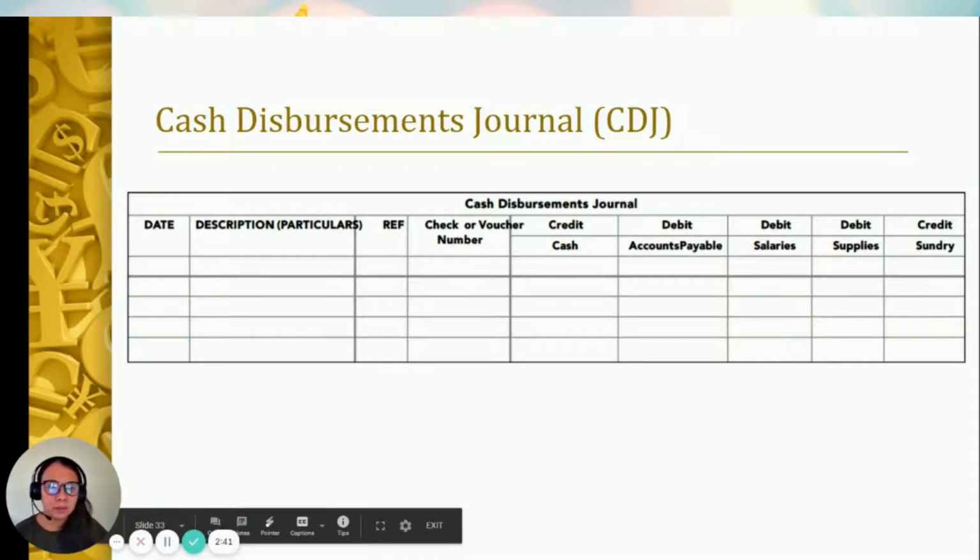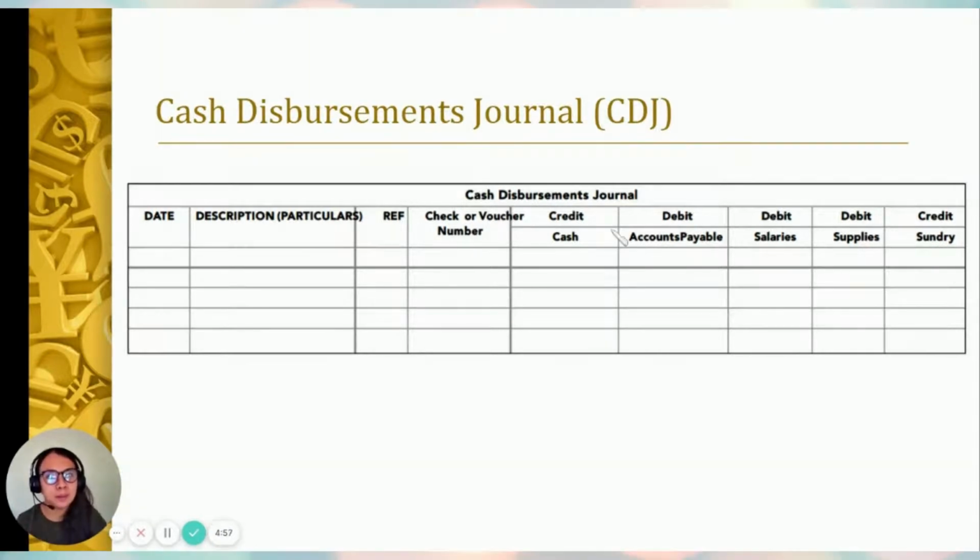The next columns are the debit columns. So again, the debit cash column. Now let's take a look at the debit and credit columns. As you can see in here, the account title cash is under the credit column. When the business receives cash, cash is debited. And when the business pays cash, or when the cash of the business goes out, then we credit the account title cash. So in the cash disbursements journal, cash is under the credit column.